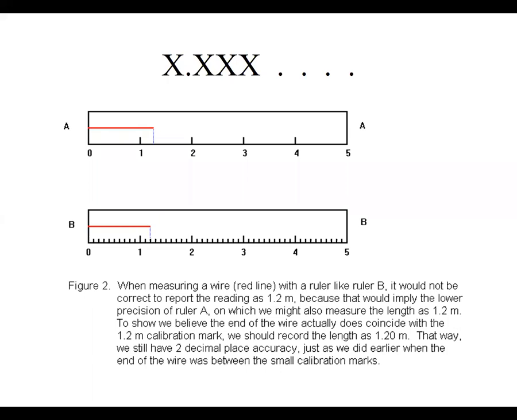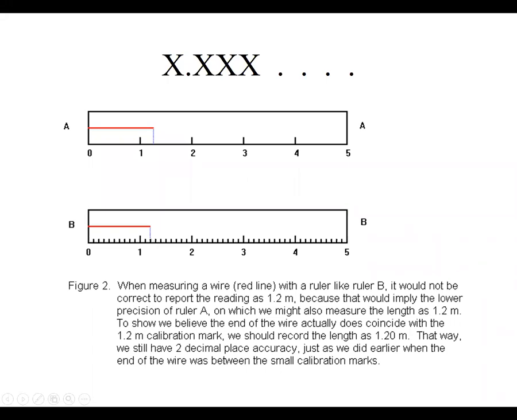Okay, so if I say that wire is 1.20, that would be my way of saying I believe it ends right on that 1.2 meter mark. If I think it's just a slight bit to the left of it, I might report it as 1.19, right? Almost to that mark, but not quite. If I think it's a little over that mark, I might record it 1.21. So it's a little bit past it, whereas 1.20 is right on the mark as far as we can tell.